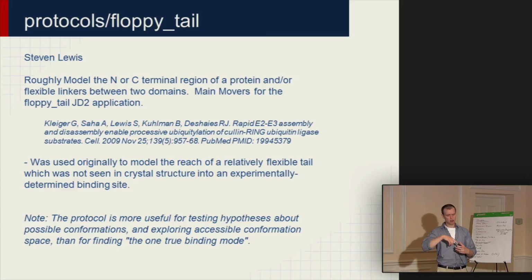The floppy tail protocol also lives in protocols. It models, say, the floppy ends, the N-terminus or the C-terminus of a protein, and it's used to answer questions like, I've got this tail, and I think it binds on this other side of the protein. Can it reach? Is there any way to bring this tail over to the other side of the protein? The protocol is not meant for finding the lowest energy structure for this tail, but just to answer questions of feasibility and plausibility.